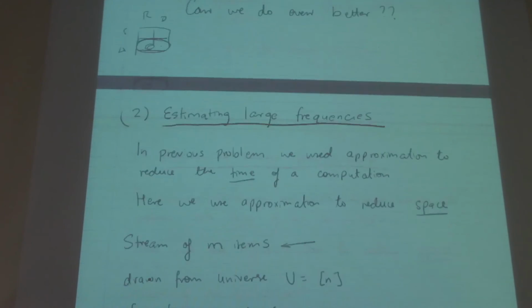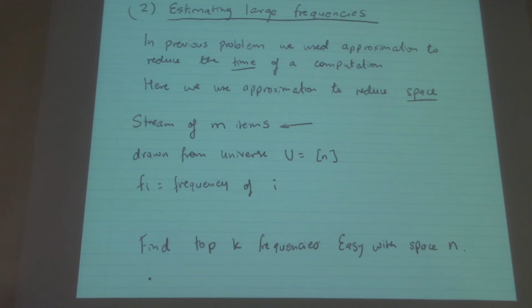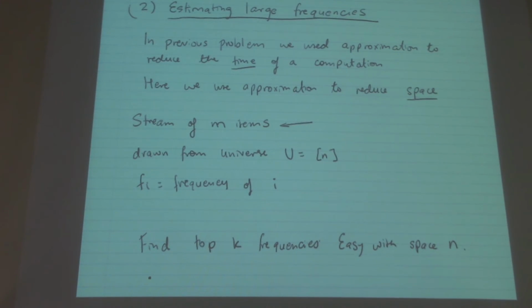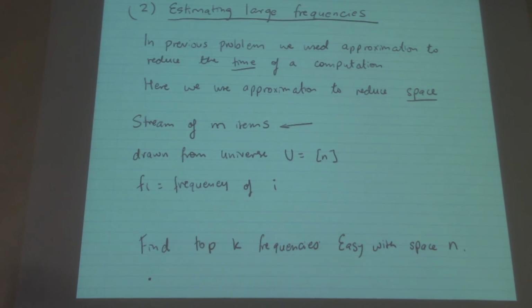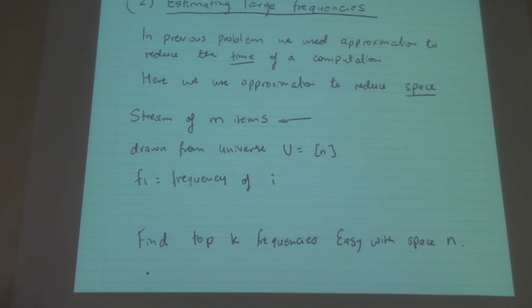Okay. Next problem. Estimating large frequencies. Again, if you've taken data mining, you may have heard of this problem. In our previous example, in both examples in fact, we wanted to use approximation to make things run faster. And as I said, that's not always the resource you care about. Sometimes you care about other resources. In this case, we care about space, not time. It's like with hashing, we want a small space. And so the question is now, can you use the same ideas of approximations to reduce the space of your computation as opposed to reducing the time of your computation?